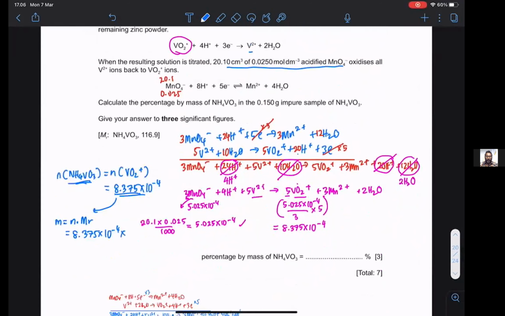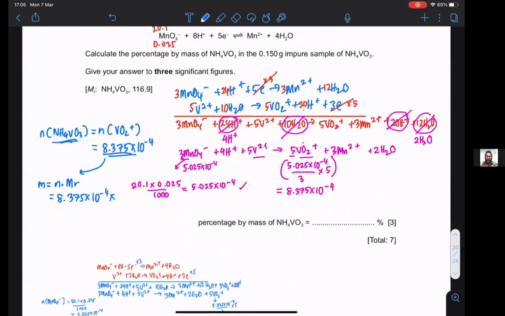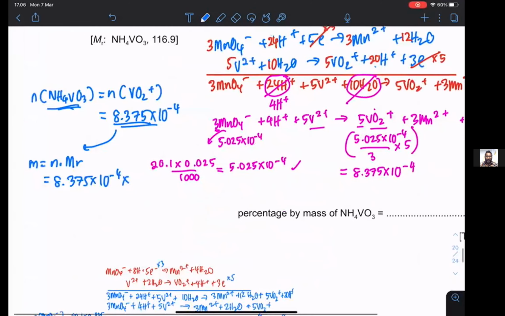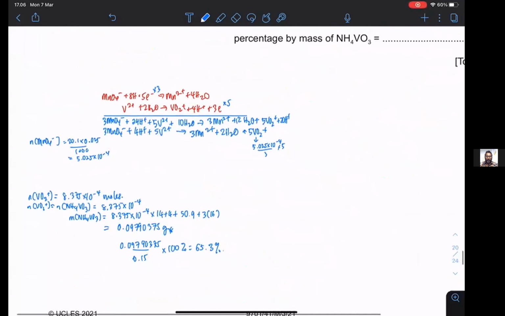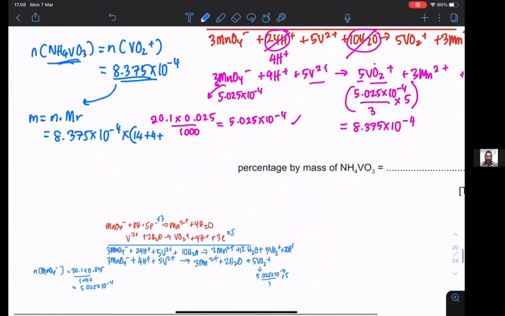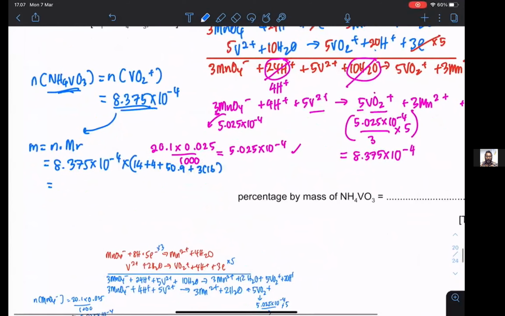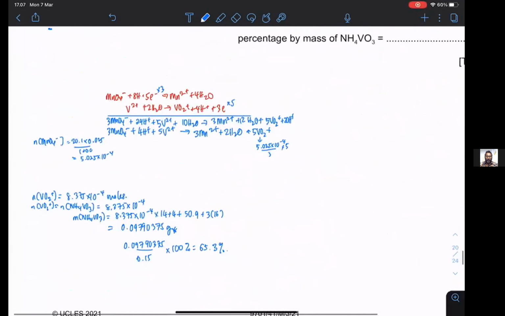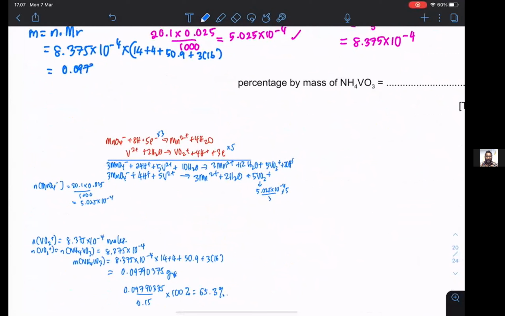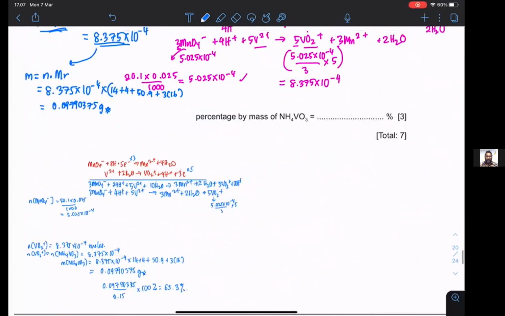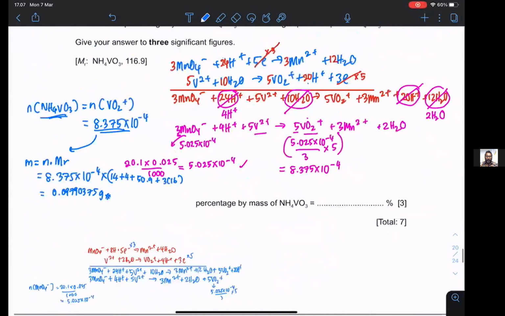The MR you can calculate, which is going to be nitrogen is 14, hydrogen is 1, so times 4. Vanadium, if you look at your periodic table, you are going to get 50.9, plus 3 times 16. If you calculate this, you are going to get 0.0979035 gram. This is going to be the gram that exists in this compound.